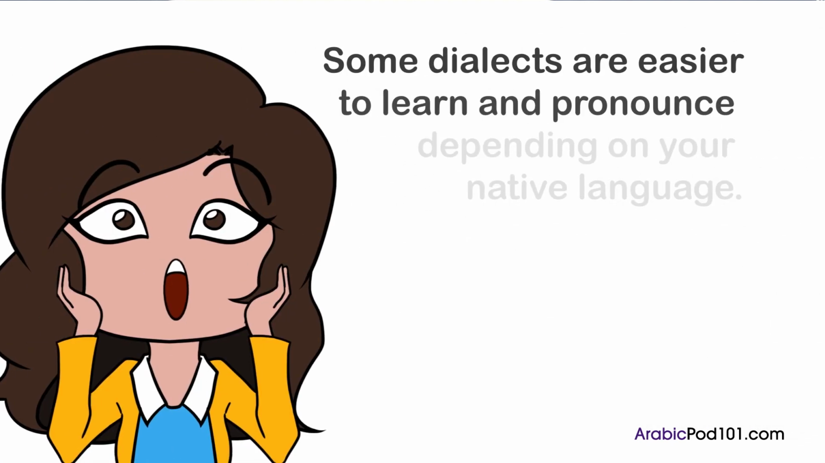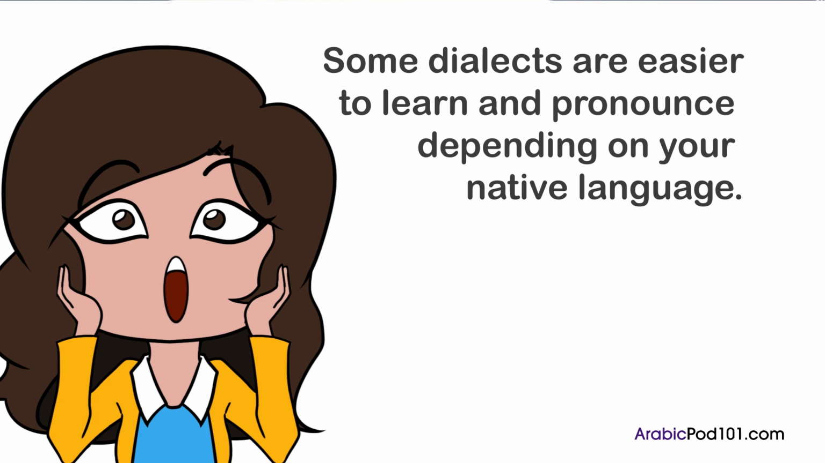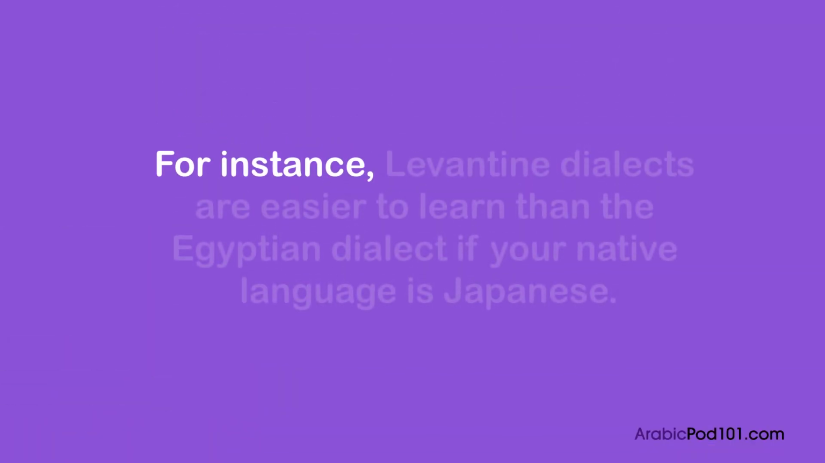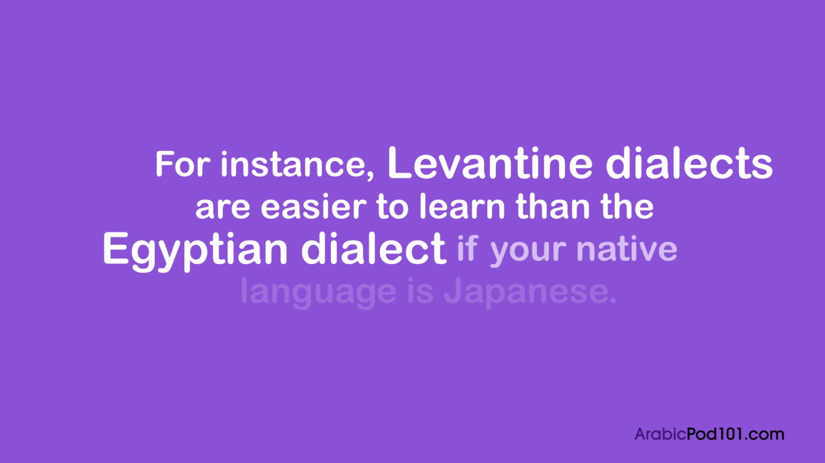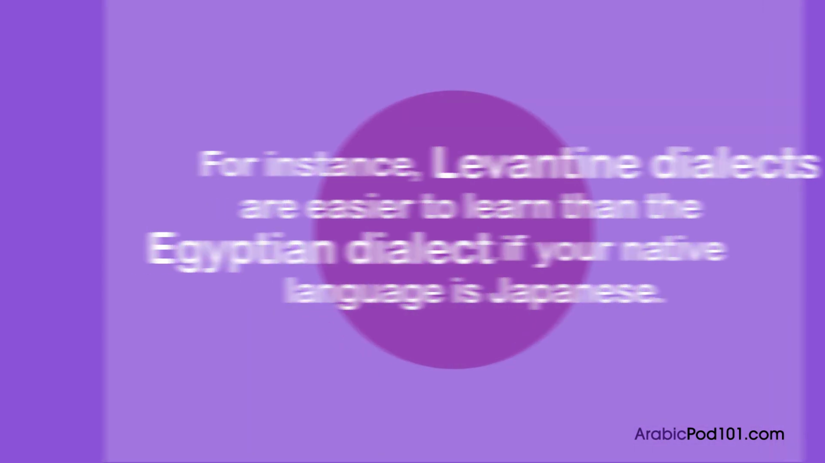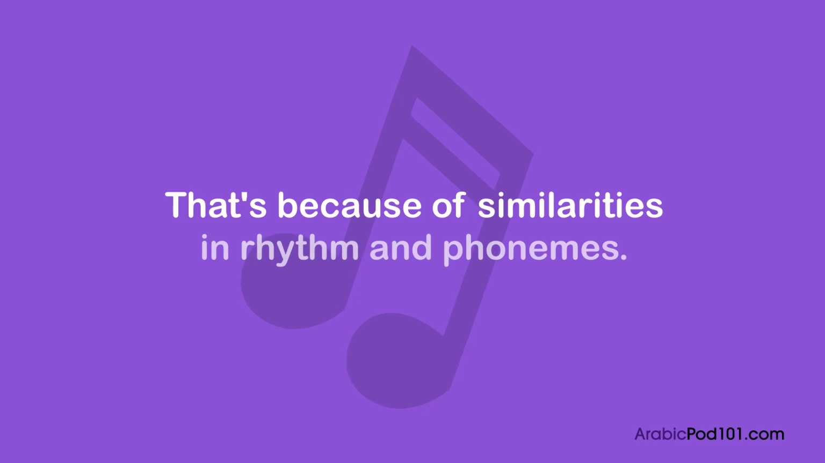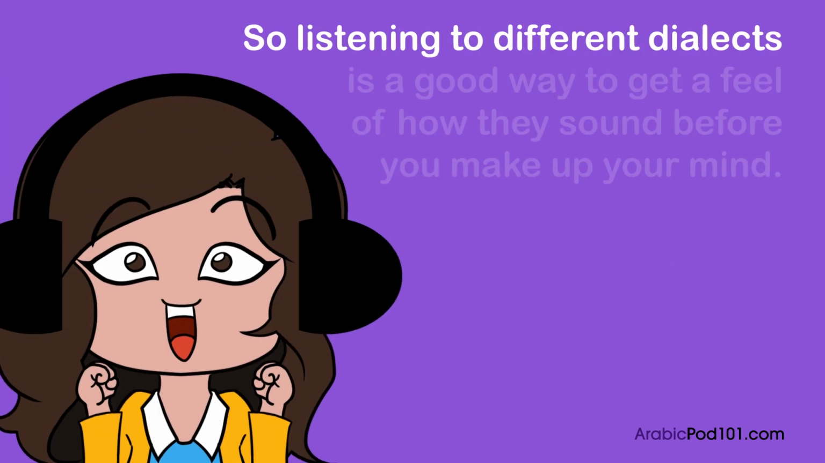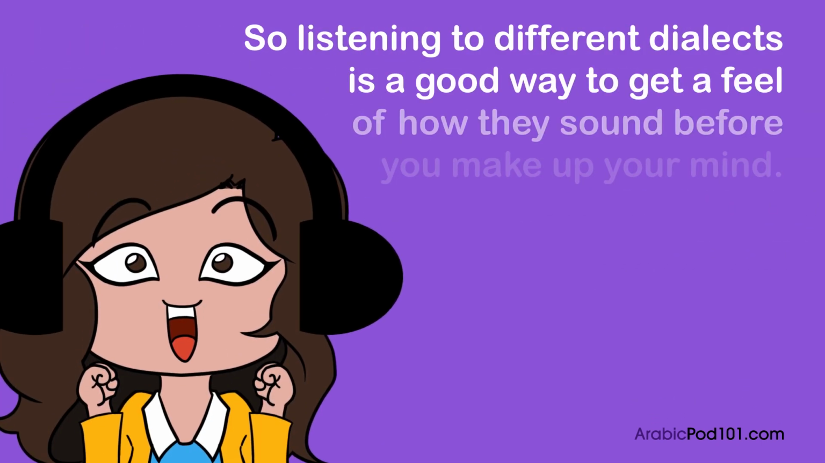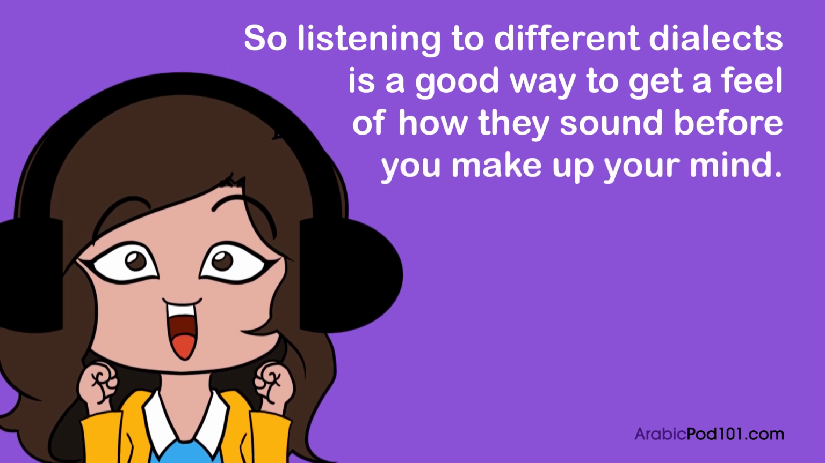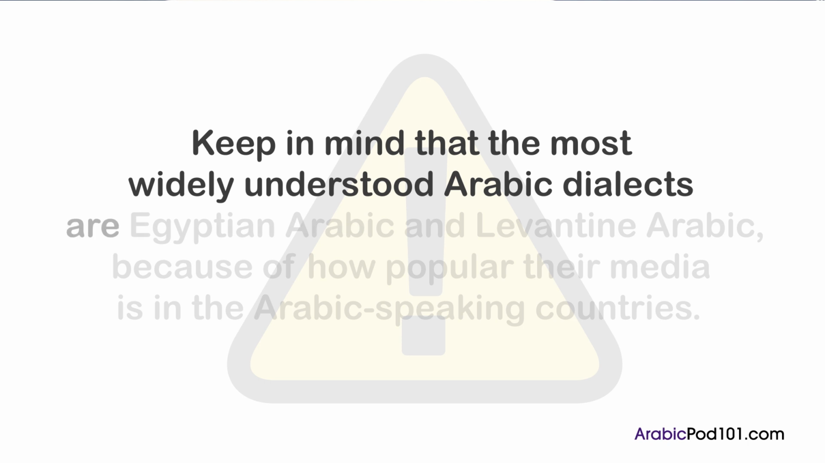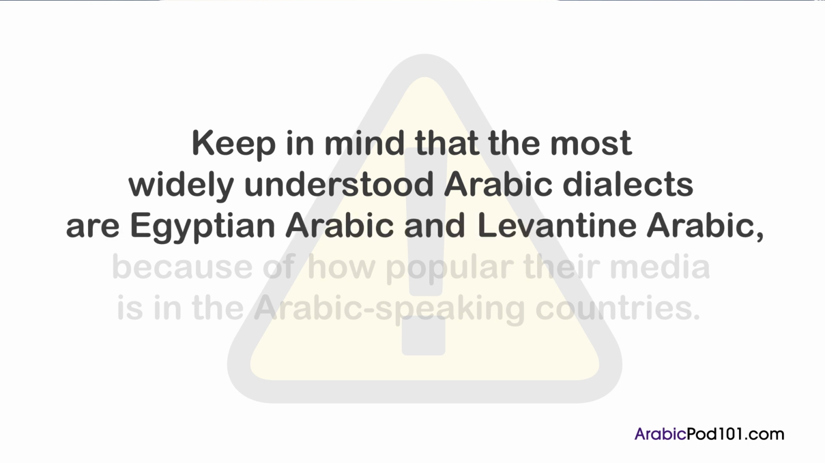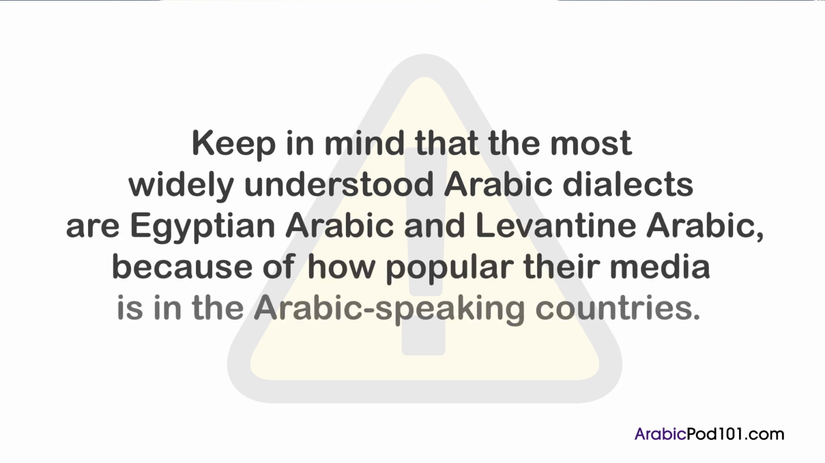Some dialects are easier to learn and pronounce depending on your native language. For instance, I noticed that Levantine dialects are easier to learn than Egyptian dialect if your native language is Japanese. That's because of similarities in rhythm and phonemes. So listening to different dialects is a good way to get a feel of how they sound before you make up your mind. Keep in mind, though, that the most widely understood Arabic dialects are Egyptian Arabic and Levantine Arabic because of how popular their media is in the Arabic-speaking countries.